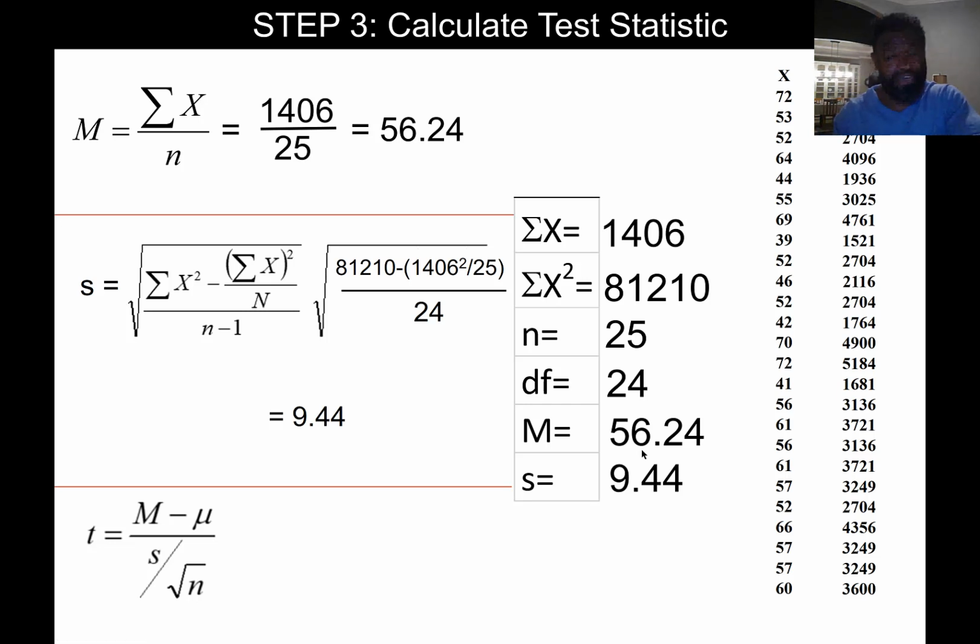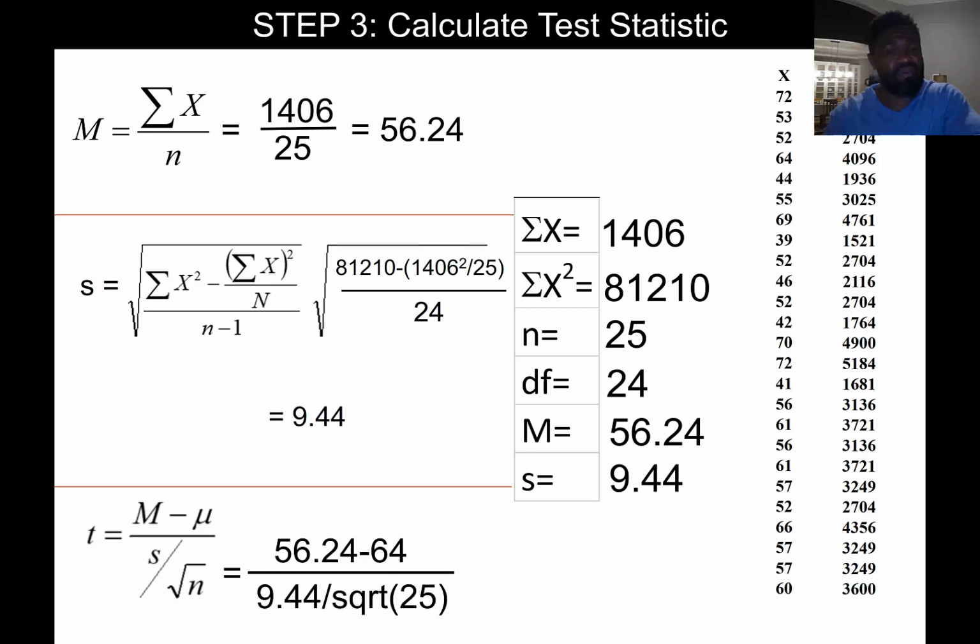So the way we would solve that, right? T is going to equal the mean difference between our sample mean and the population mean. So 56.24 minus 64. Okay, and we're going to divide that by the estimate of the standard deviation, which we said is 9.44, divided by the square root of n, which is the square root of 25. So we're going to work all that out. And when we get that, we get negative 4.12.